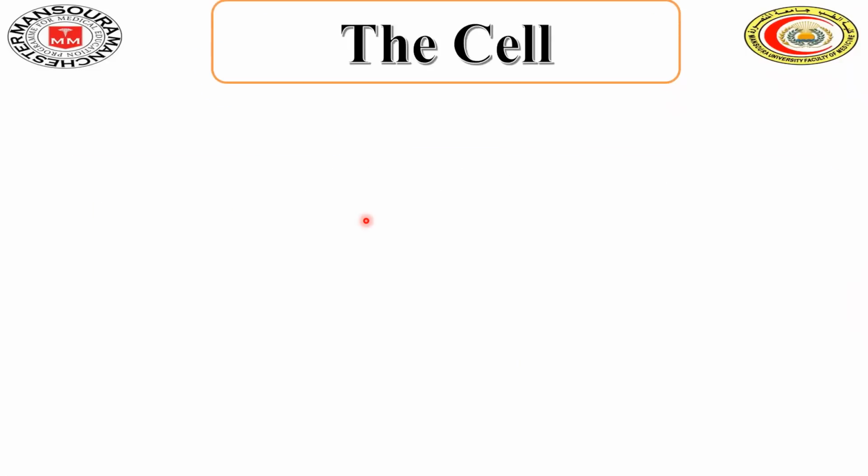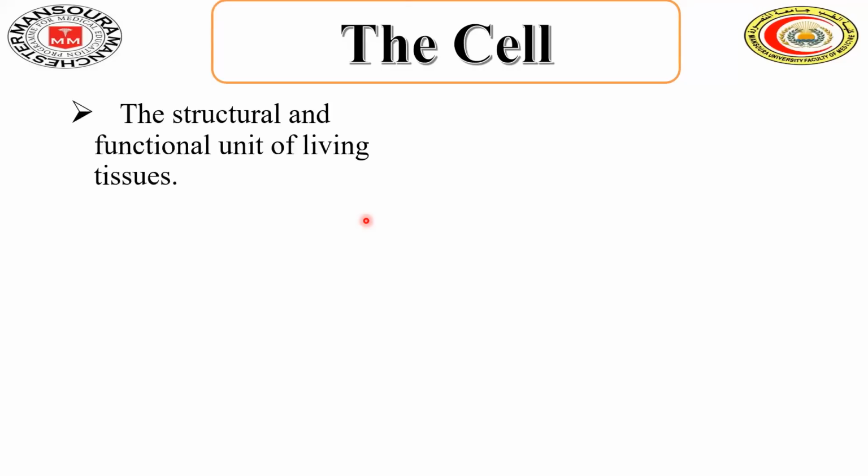So again, our topic will be the structure of the cell. What is the cell? Let's start by its definition. It is the structural and functional unit of living tissues. Structural means that it is the unit from which the tissue is formed. Functional means that the function of the tissue depends on the function of the cell.